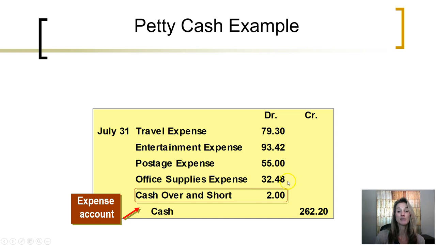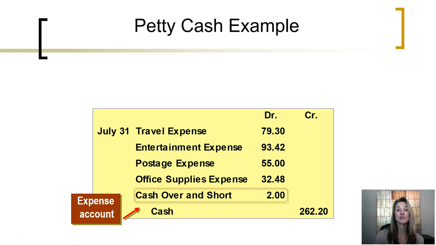The difference between the expenses and the amount of cash missing is really what we're going to plug the journal entry for. In order to make this journal entry balance, we need more debits of $2, because when I add my debits, they total $260.20, but my credits total $262.20. So I know I need to debit this account $2. So the account that I will use is the cash over and short account. Because we are debiting it for the shortage of $2 in the petty cash fund, this account is going to act like an expense account.